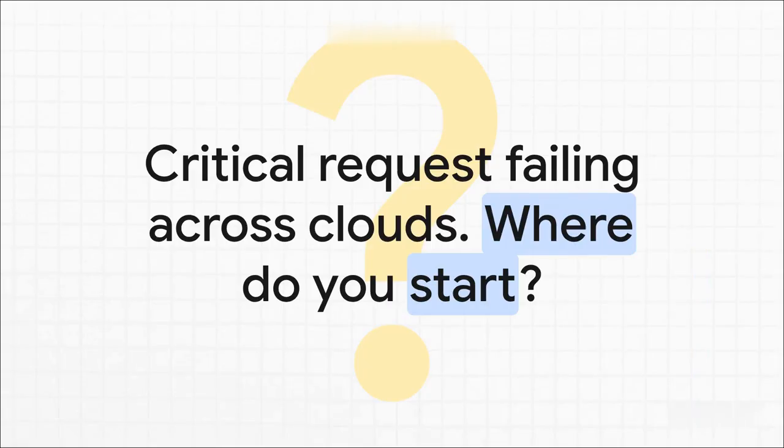Okay, let's paint a picture. It's 3 a.m., right? Of course it is. An alert goes off. Some critical revenue-generating request is failing. And you see it starts in AWS, then it hops over to Azure for a bit, then it hits a service in GCP, and poof, it dies. The clock is ticking. The pressure is on. Seriously, where do you even start?